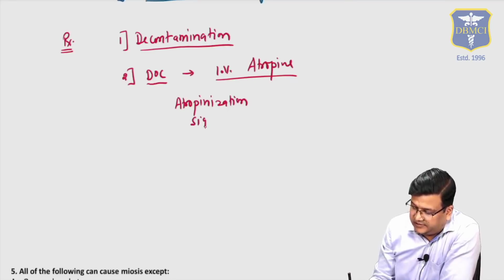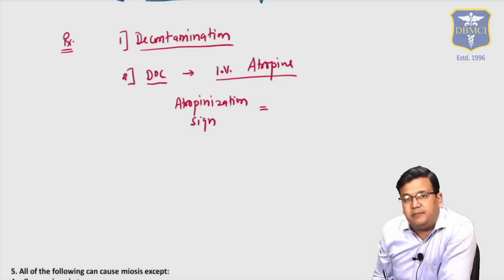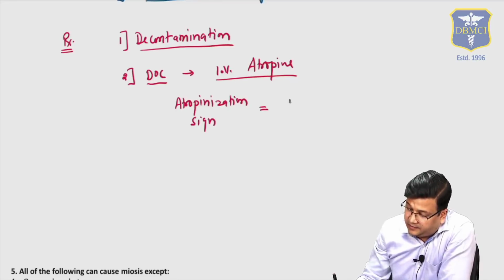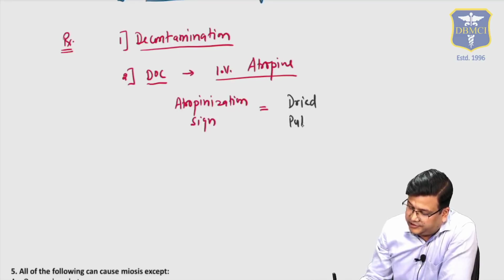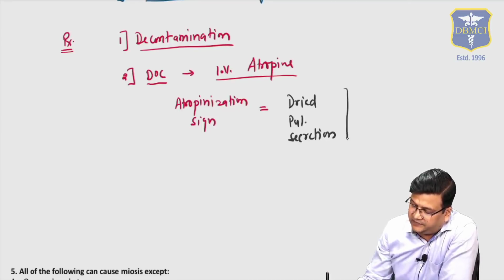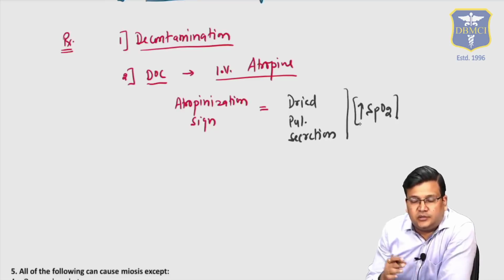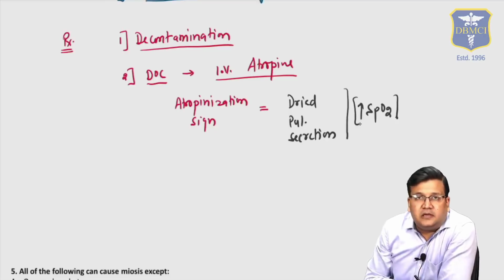Atropinization signs are evident, and which is the best indicator of atropinization if asked? Then dried pulmonary secretions. Pulmonary secretions will dry and therefore the saturation of oxygen in blood will go up. So that is the best indicator of atropinization. You have to continue giving atropine every 10 minutes till the SpO2 starts rising.